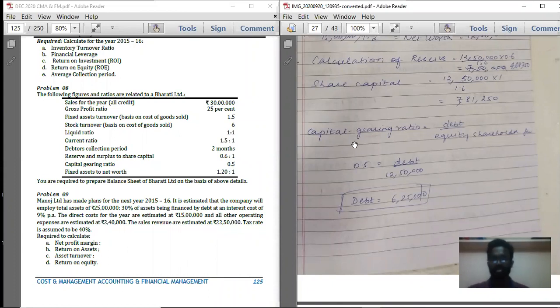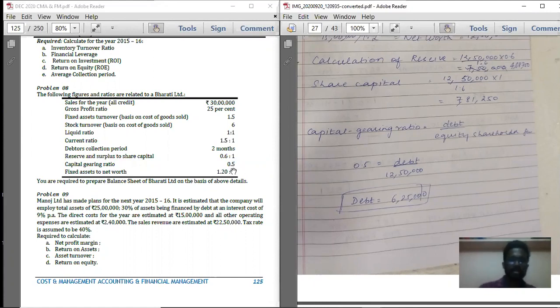Sorry, I had a call, so I had left. Debt divided by equity shareholders. See, capital gearing ratio is nothing but all the fixed charge on capital funds will come on the top and the remaining equity will come in the denominator. So here in this problem, only debt is there for which a fixed charge is paid, whereas equity shareholders are paid out of the remaining profits. So capital gearing ratio is equal to debt divided by equity shareholders.